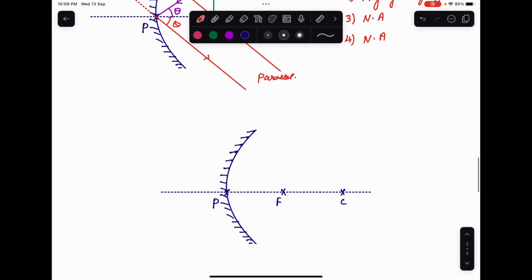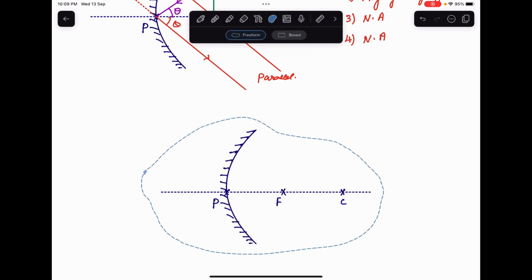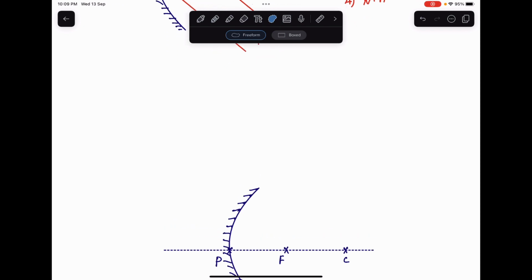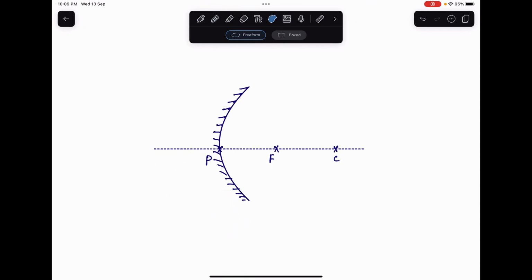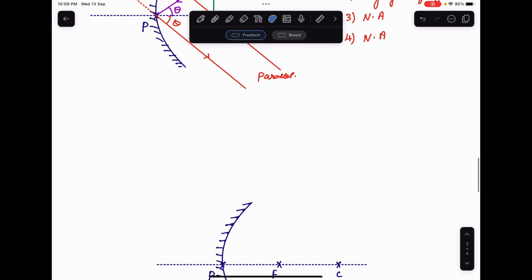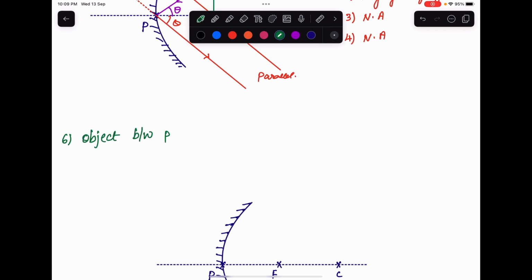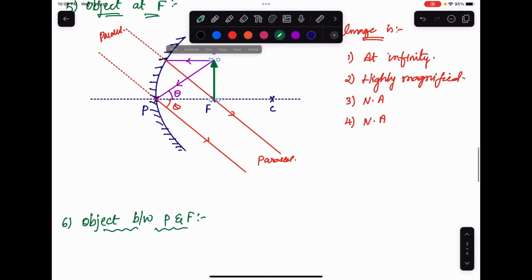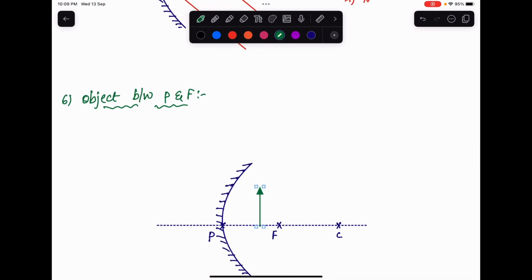And the most important one, that is the 6th case, when the object is located between pole and focus. So make sure, children, you are drawing this diagram a bit away from the margin. Okay? Case number 6, object between pole and focus. At the middle of the page you make sure you are doing this. So let us take our object as usual, between pole and focus.